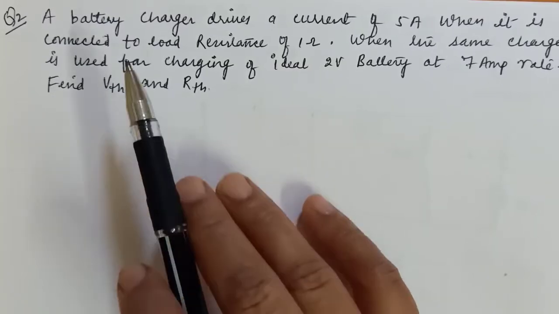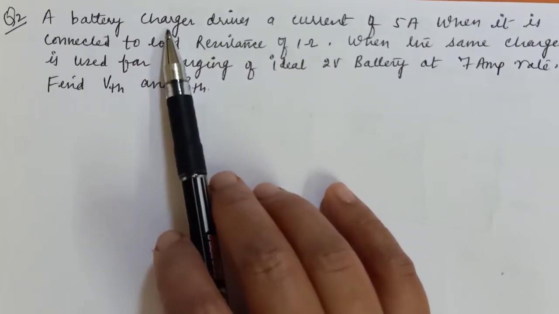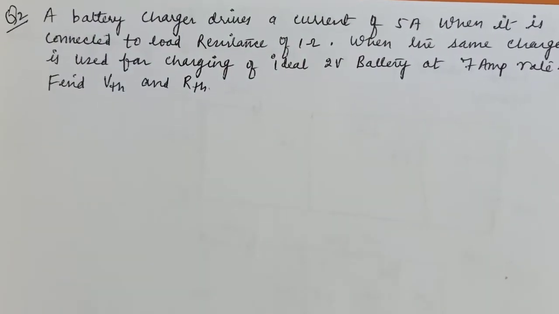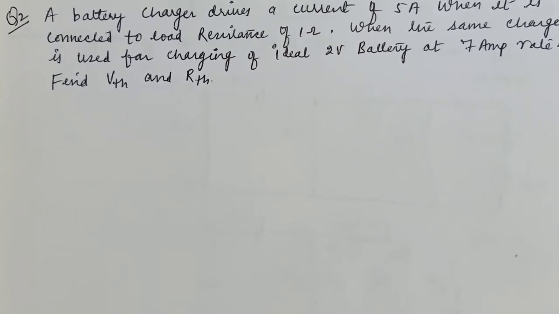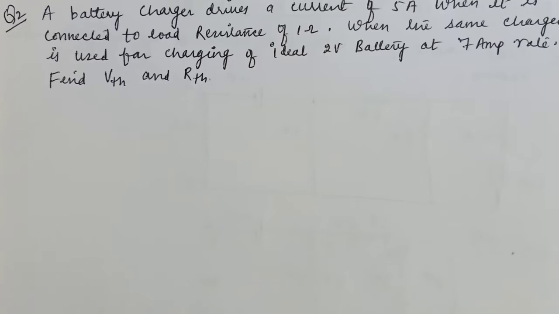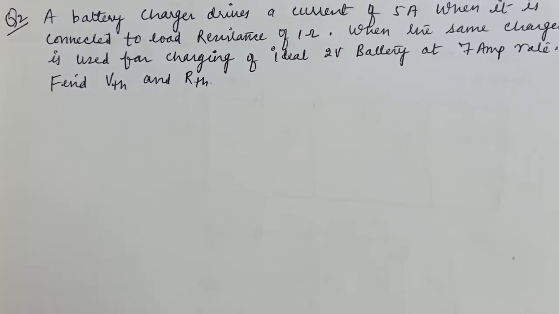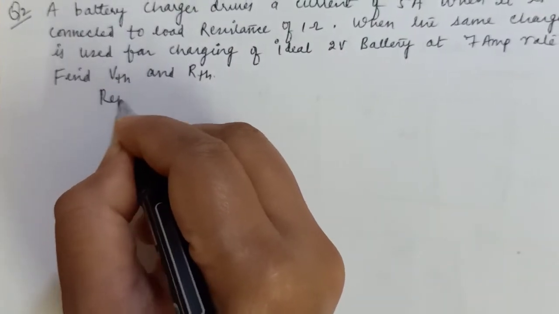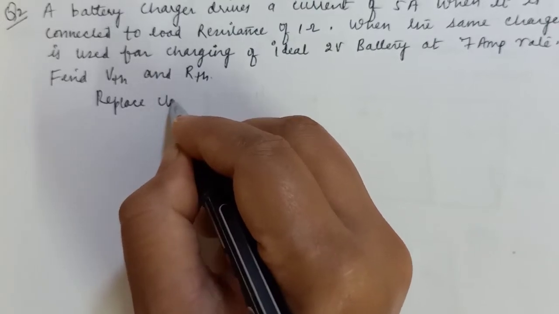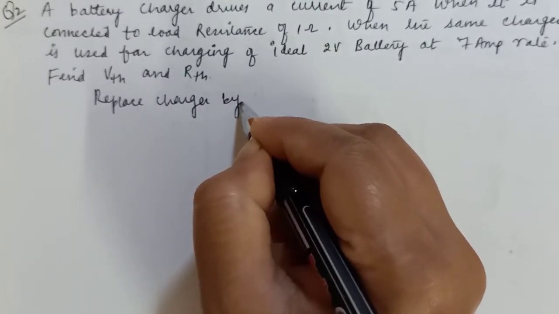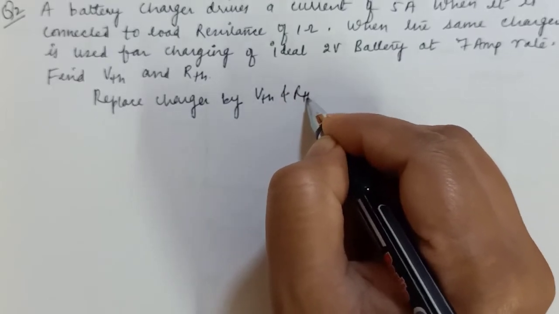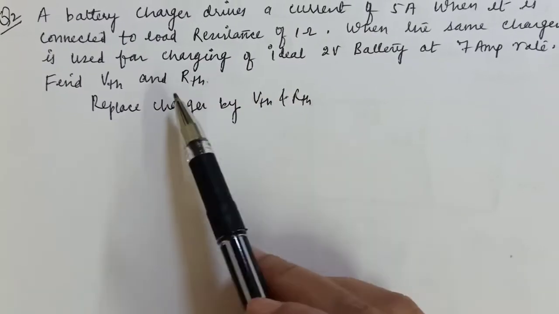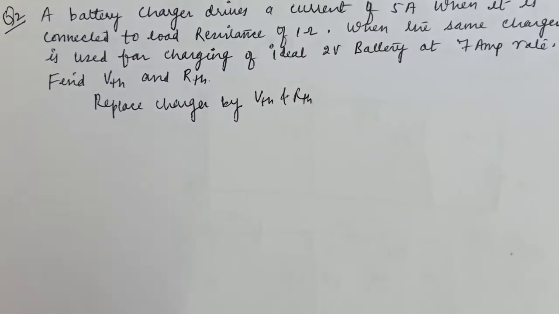Clear? Here circuit is not given, only statement is given. So from this statement you can represent your battery charger by VThevenin and RThevenin. You can replace your battery charger by one voltage source with a resistance. So let's say battery charger is having a voltage as VThevenin and a resistance as RThevenin. So replace charger by VThevenin and RThevenin. Here load resistance is given, that's why you can apply the Thevenin theorem and you can replace the battery charger as one voltage source and a resistance.